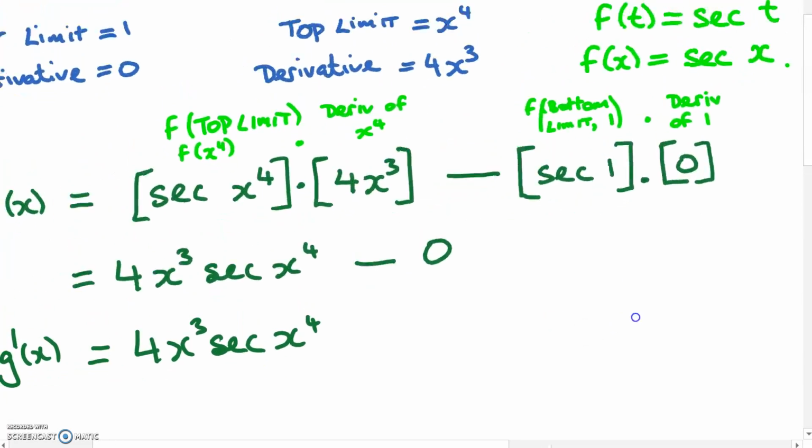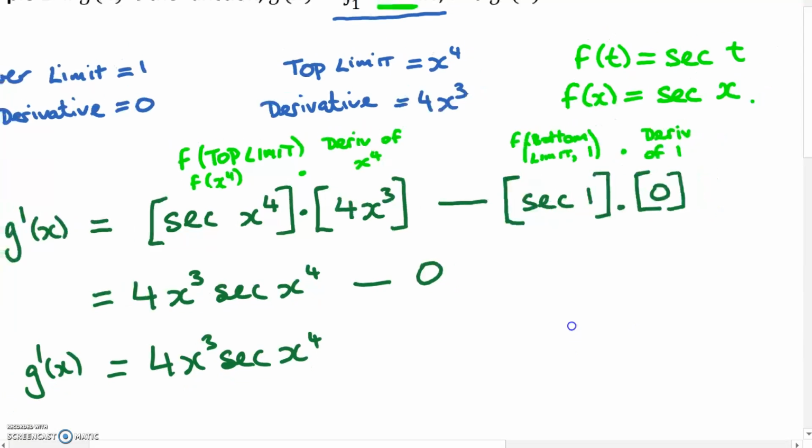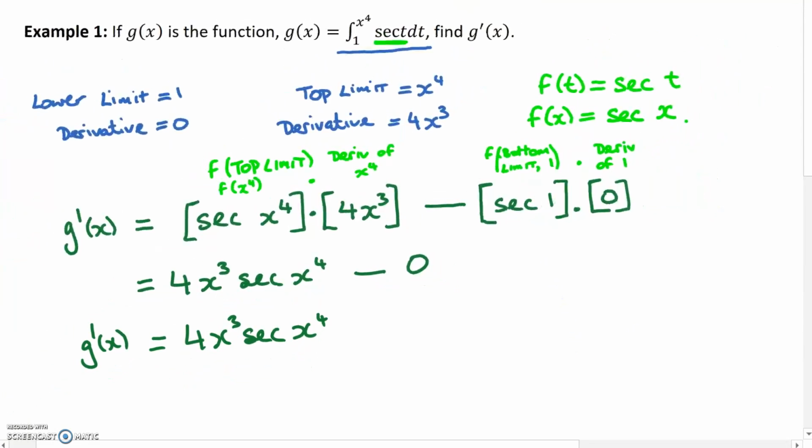Okay, so that's how you set it up. It's f of the top limit by the derivative of the top limit, minus f of the bottom limit by the derivative of the bottom limit. And it's going to turn out that g prime of x is equal to 4x cubed times the secant of x to the power of 4.